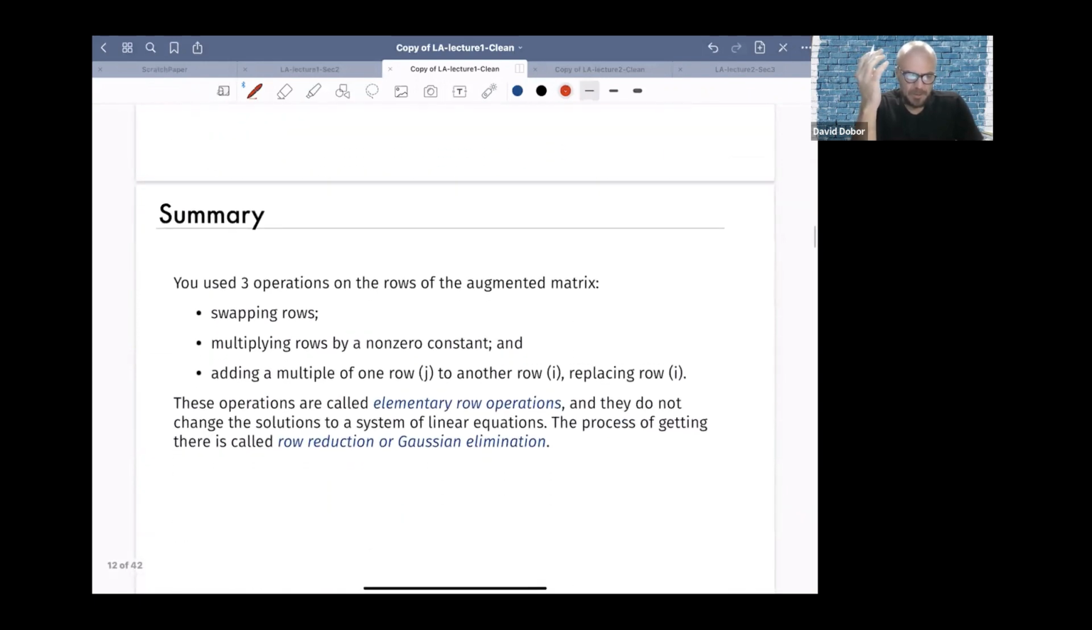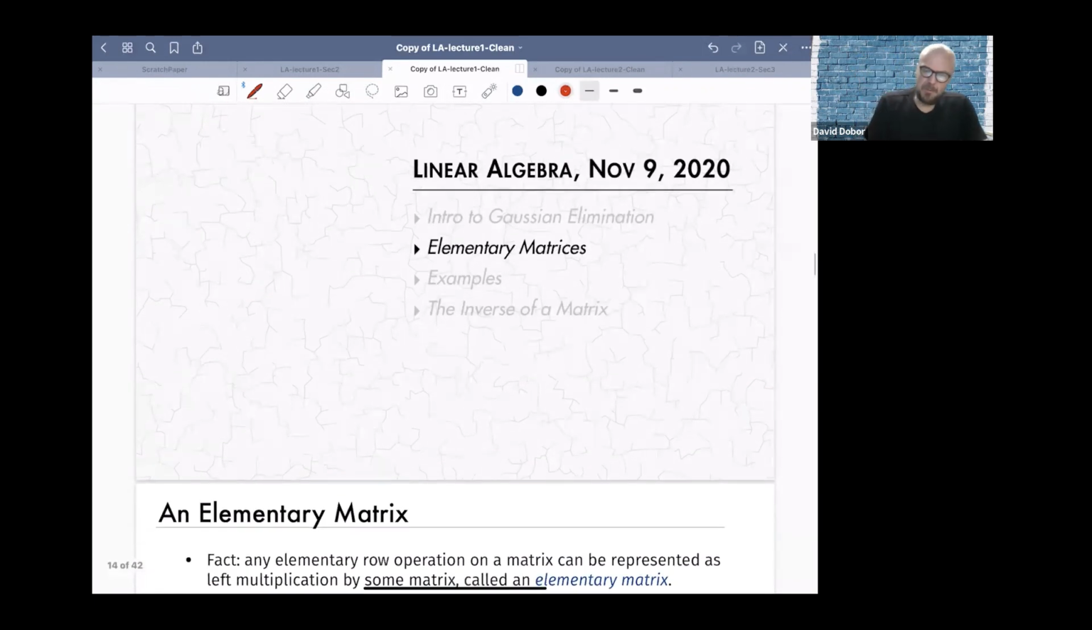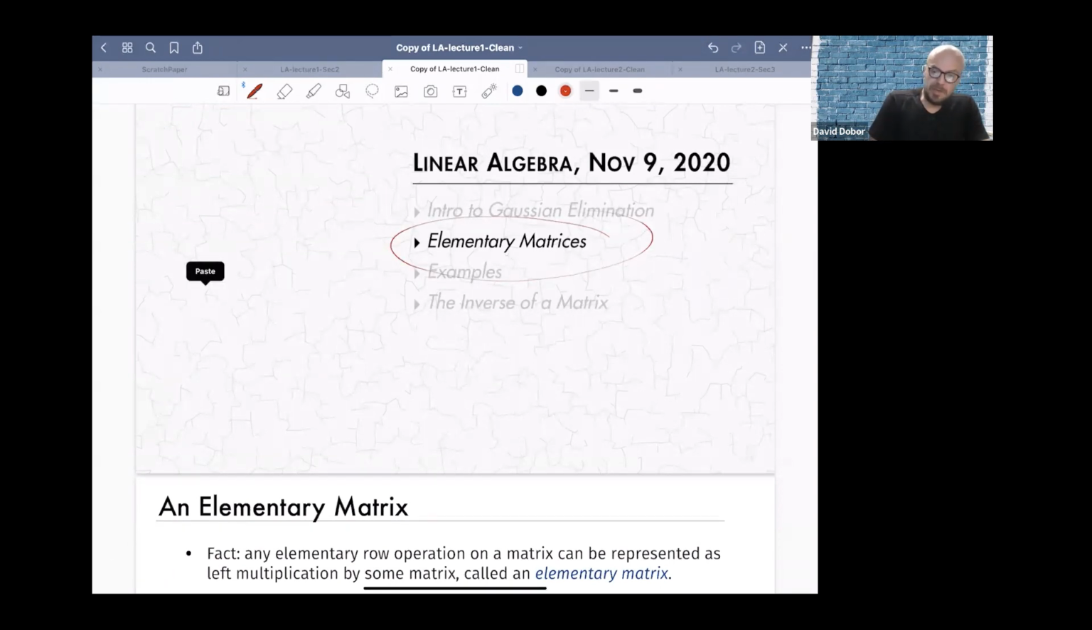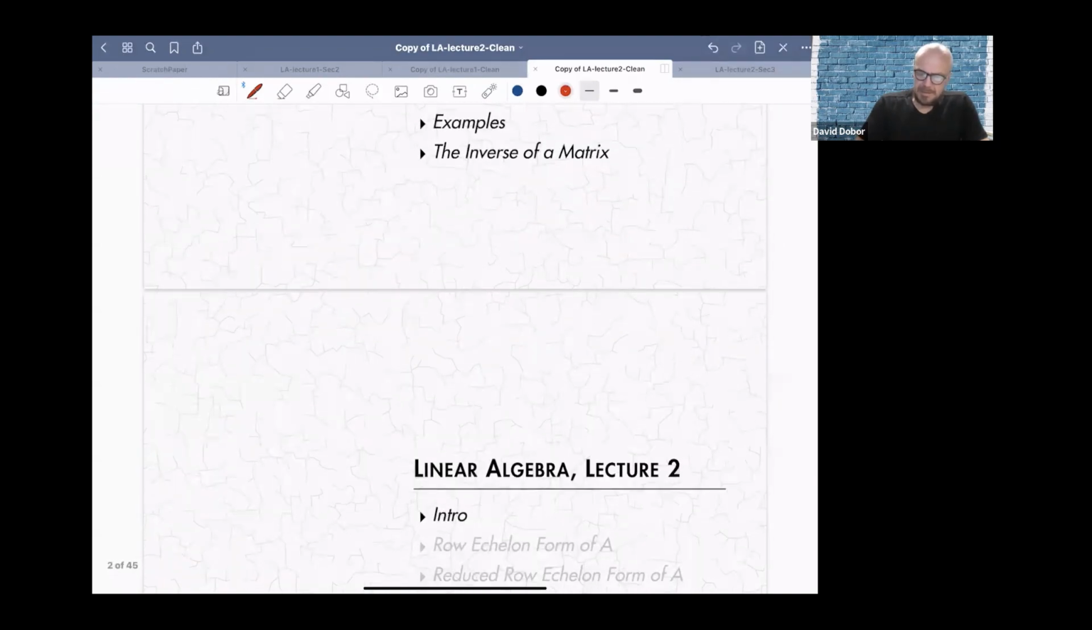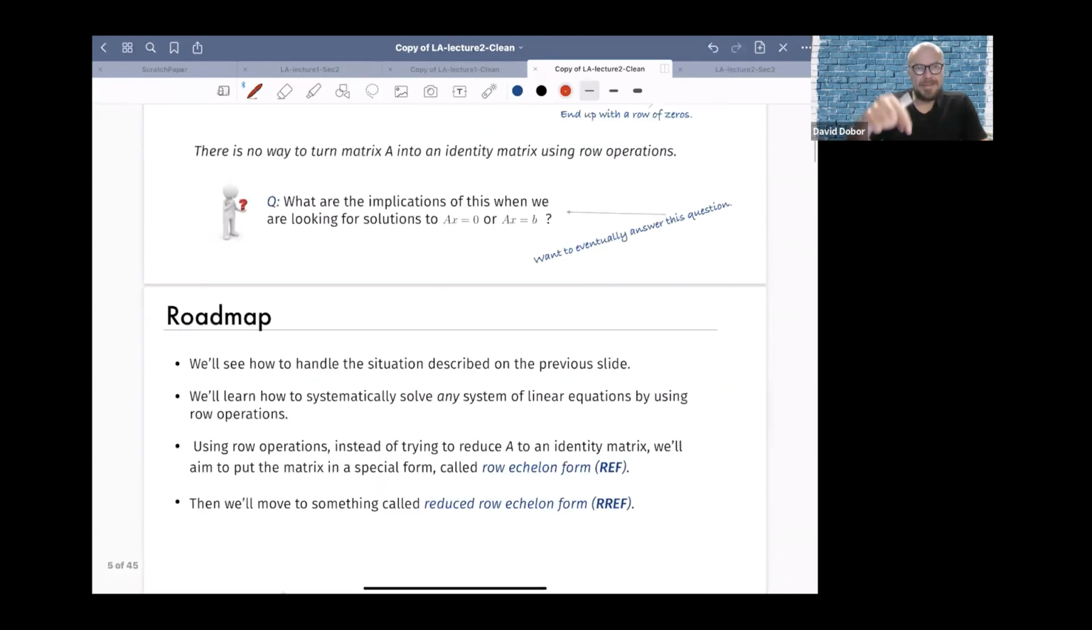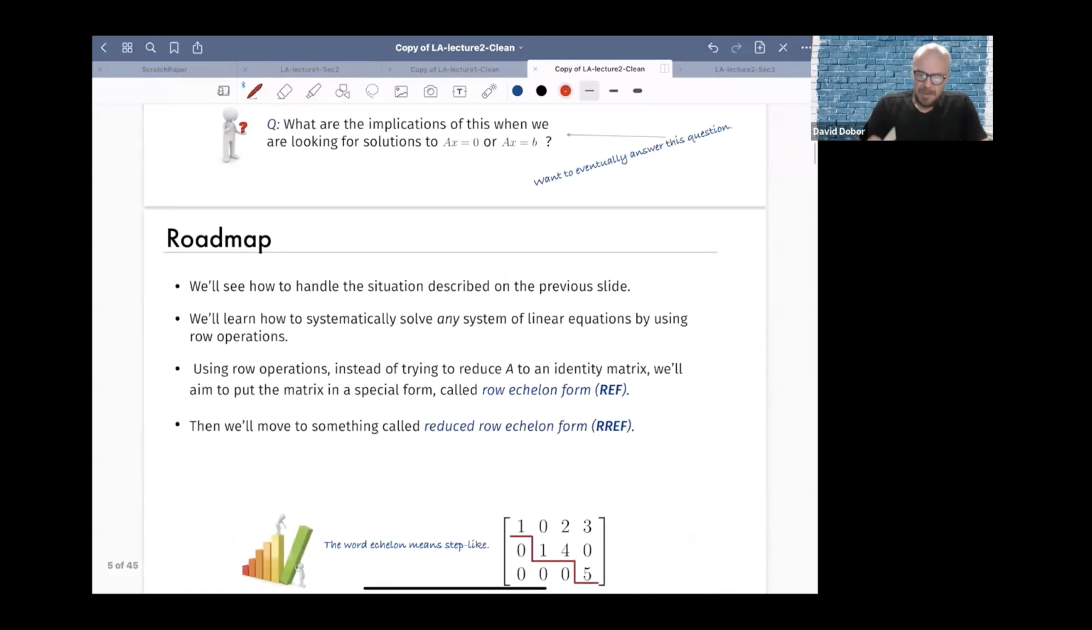Okay, so before I talk about elementary matrices, we do need to talk about them. Let's stick with this example. Let me go to the next set of slides where we'll work with the same example that I've just gone through. And let me define what an echelon form is.